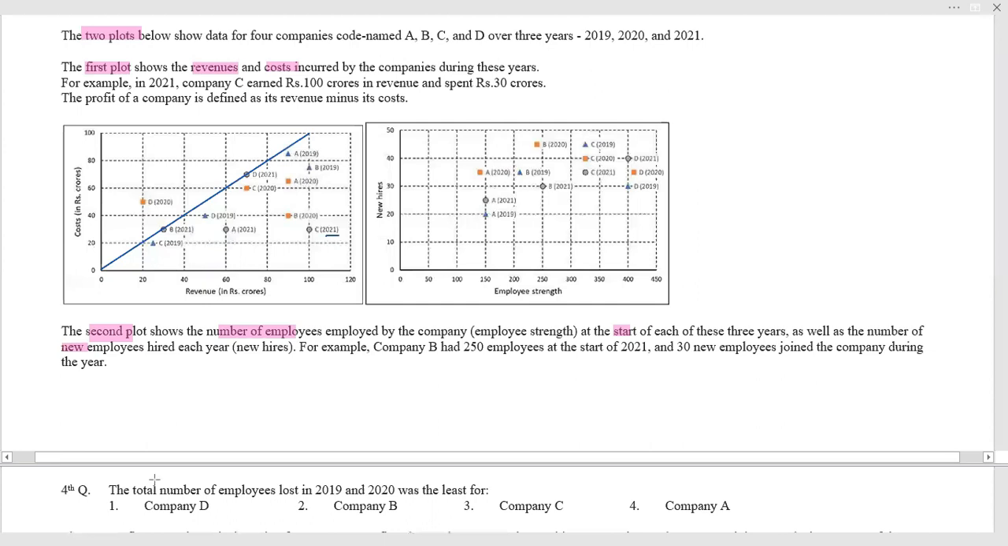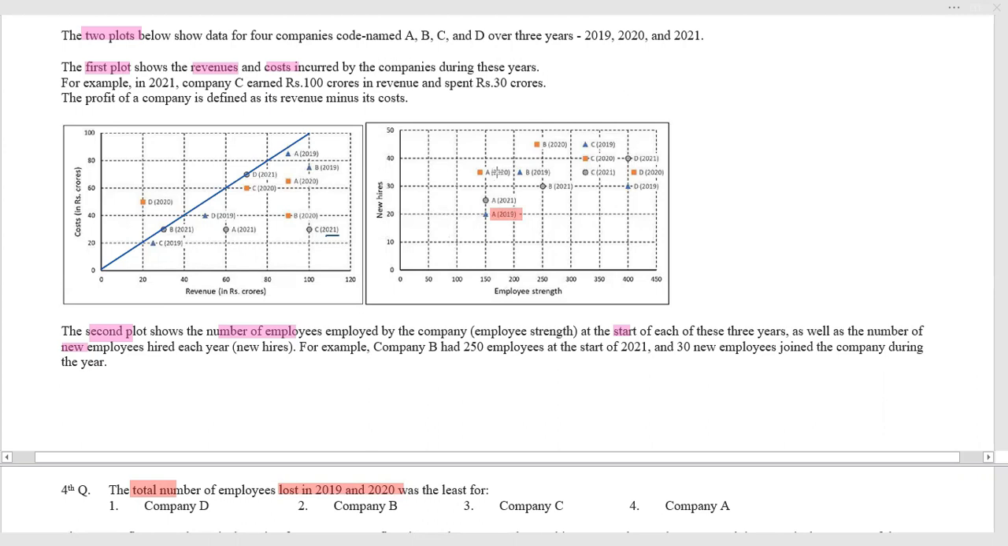Now, question number 4, the total number of employees lost in 2019 and 2020 was the least. Now, the total number of employees line is this, and here employees lost. How can I find employees lost in 2019 and 2020? If I check 2019, let's say for A, 2019, this is the number of employees, 150. And this is the new employees hired. So actually it needs to be 150 plus 20, 170.